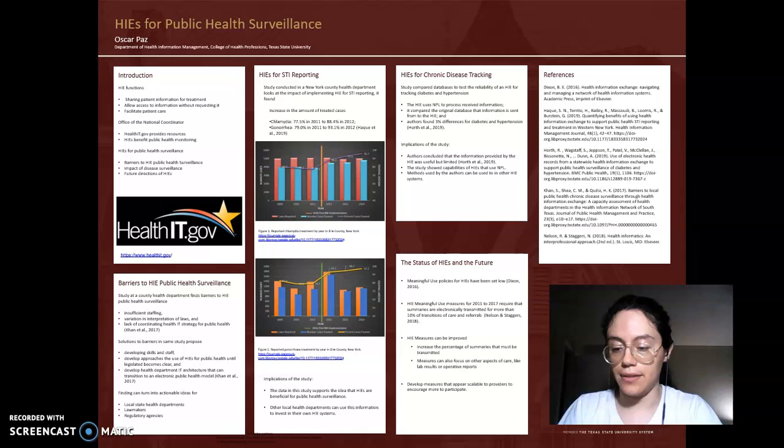Additionally, the measures can be developed so that they appear more scalable by having smaller milestones for HIE measures and progressively increasing them. Having the measures seem more achievable can encourage more providers to participate.